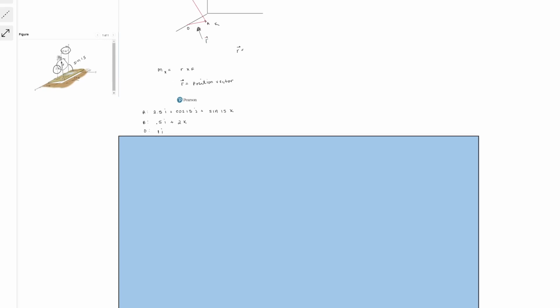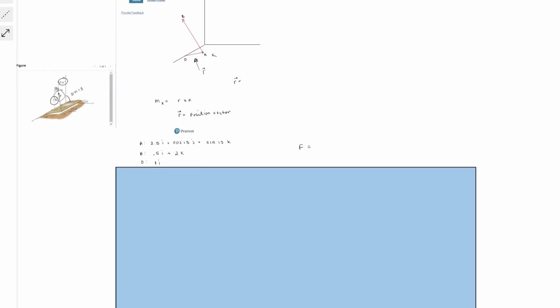So know this: whenever you're cross multiplying times F, and the F is given as a whole number, for example, in this case, I think it's 230. Yeah, it's 230 N. And then you're like, well, to cross multiply, do I need an ijk? Yes, you do. So what you want to do is get this into ijk form.